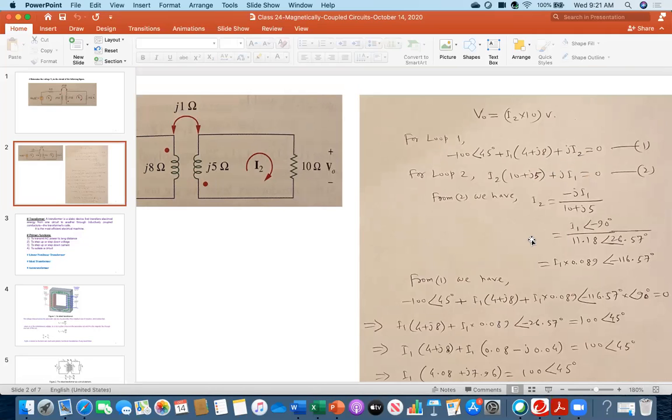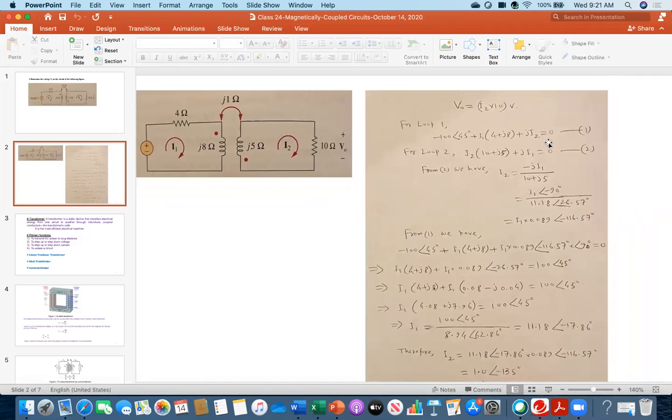So the coupled inductance is always multiplied by the other current in the KVL. Like if you're doing I1, so j1 is going to be multiplied by I2. Because you see, the mutual inductance is linking the other coil as well. So that's why mutual inductance is coming due to the other current. That is the meaning. Okay.